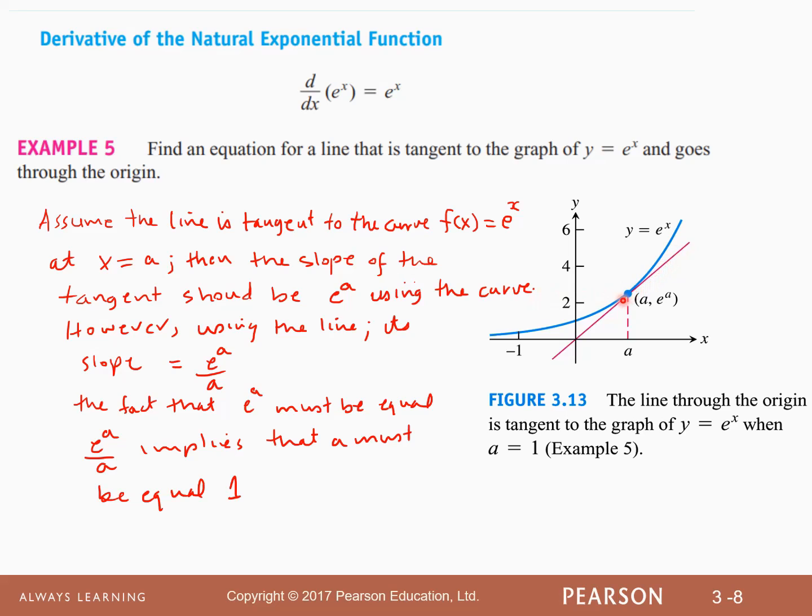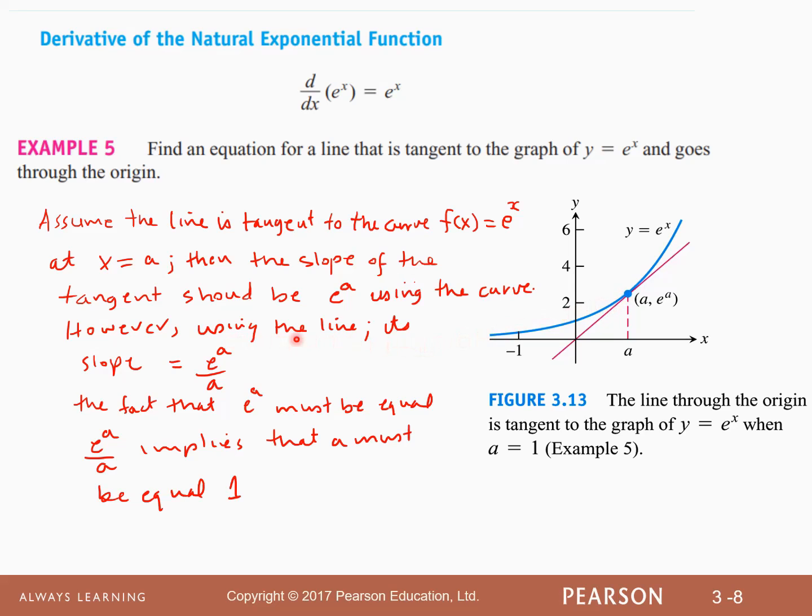The slope of this line is the tan of this angle. The tan of this angle is e to the a divided by a. E to the a is the opposite, divided by a is the adjacent. So the slope according to the red line is e to the a divided by a. The slope according to the curve at this point is e to the a. So that is what we have.